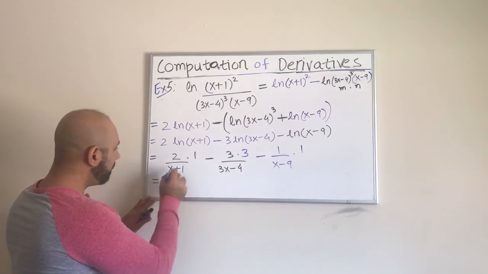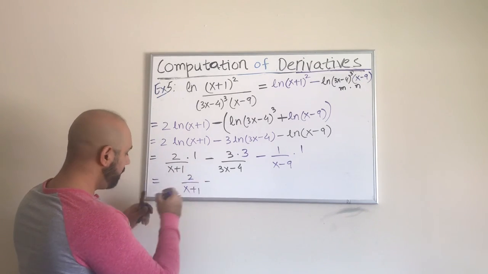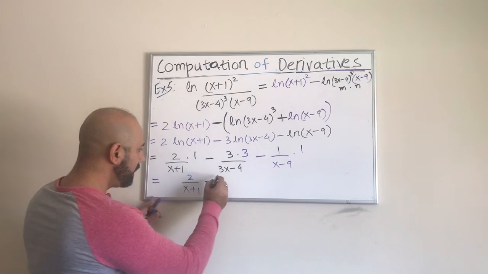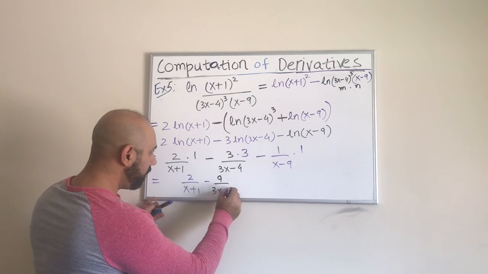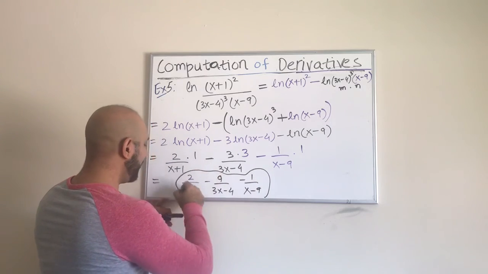So let us go ahead and simplify things. It's 2 over x plus 1. Right, and then this would be 3 times 3 is 9 over 3x minus 4, and the last term is minus 1 over x minus 9. Guys, I'm going to leave it like this.